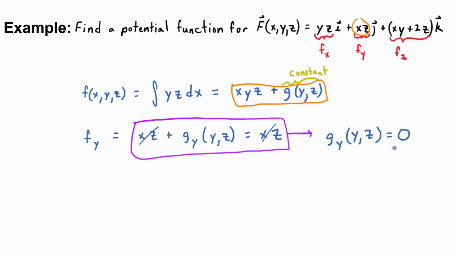So what does that tell us exactly about g? Not g sub y, g. You have to think of the worst case scenario. It's only a function of z. It could be a constant, right? But it could be a function of z, yeah.